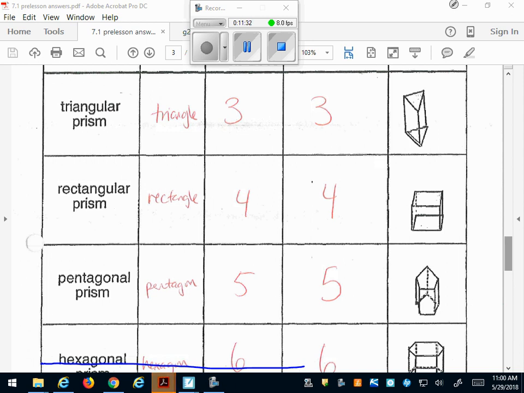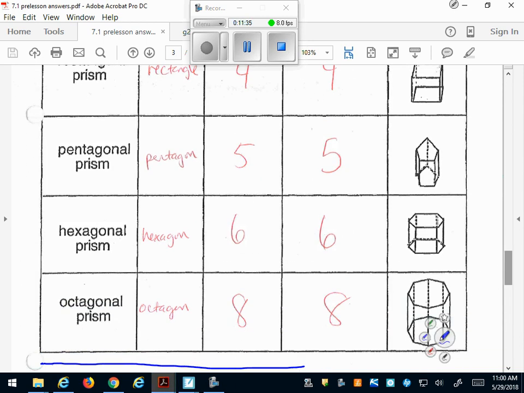The pentagonal prism. Right? There are 1, 2, 3, 4, 5, 6 sides on each base. 1, 2, 3, 4, 5, 6. So there has to be a face that connects the two parallel sides. So it makes sense that if there's 6 sides on the base, then there's going to be 6 faces that come off of those 6 sides. So these two numbers should be the same in that whole column.